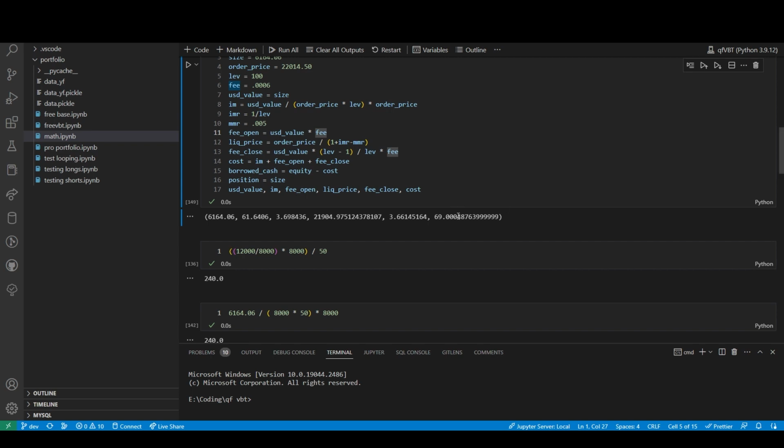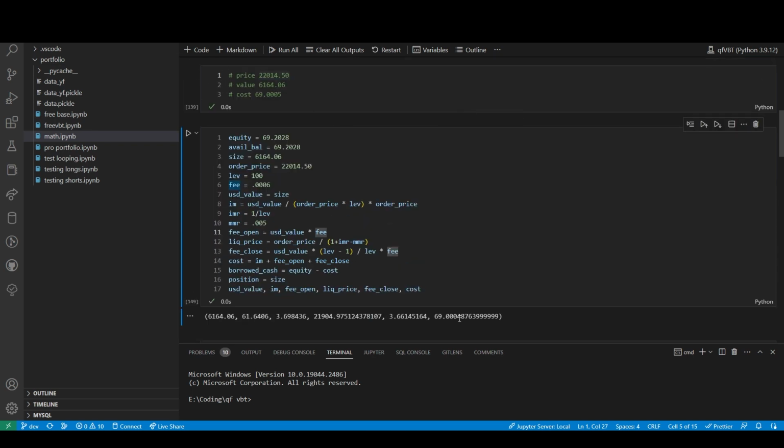Oh shit, I actually got it. I got it. 69. Oh, 69.5 if we round it up. Damn. We got it. We got it, boys. So now what does this mean? I don't know. I do not know. What do we do now?